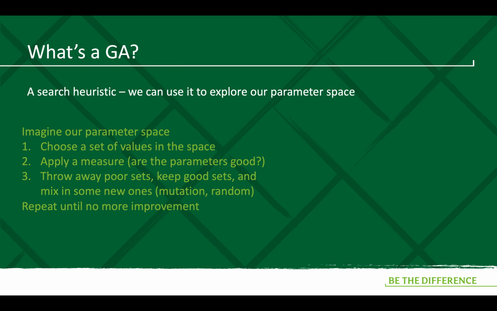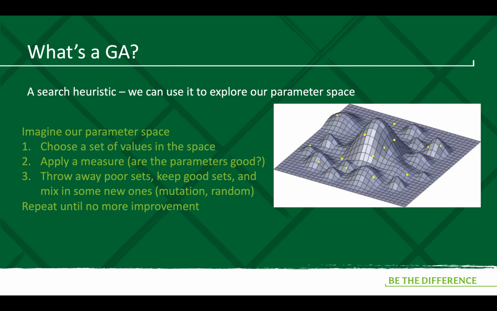So imagine the parameter space. Here's my picture. I've drawn this as a 2D space because 45 dimensions is quite hard to draw. So imagine that I just choose a set of values across this space, and that's what these yellow dots are in the space. And then I apply a measure because I know what the desired outcome is. I know that I have some target observed data. So I know that when I run my model, if it looks like the observed data, then my parameter settings are good. If it doesn't look like the observed data, my parameter settings are not good.